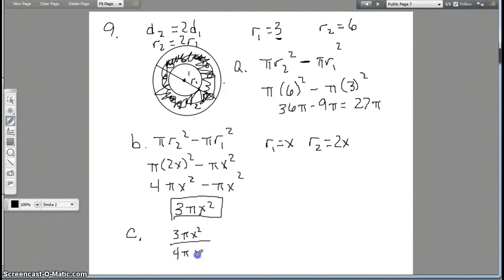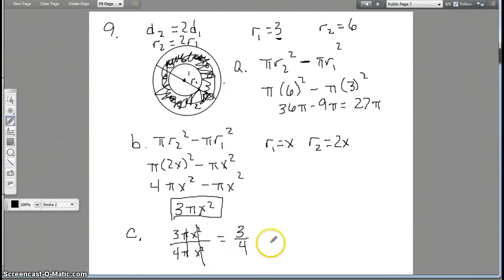So if we divide the part that's shaded by the area of the entire circle, then what we get is 3/4. That is the fraction because our pi's cancel and our x squareds cancel. So 3/4 is all that we get.